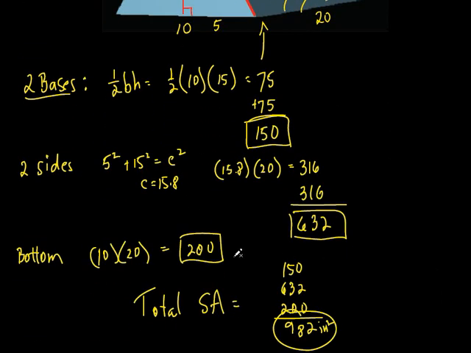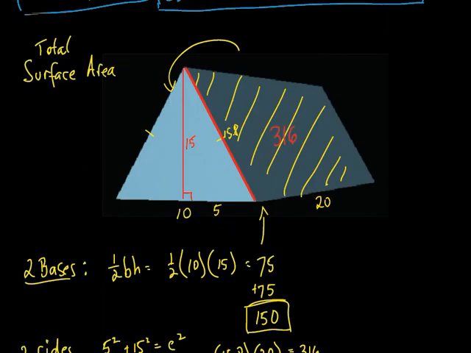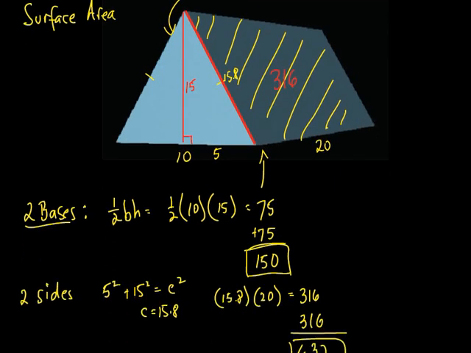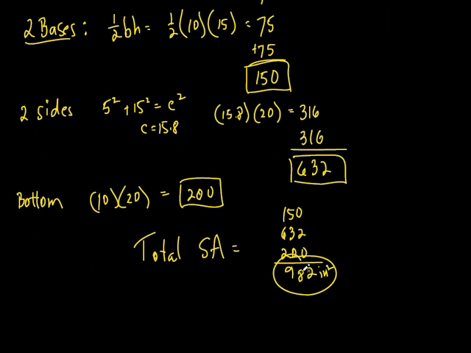All right, and then the bottom of it was pretty basic. That was pretty easy. The bottom of it was a rectangle. One side is 10, the other is 20. Just multiply them together, you get 200, and then you add them all up, and you get 982. That's the total surface area.